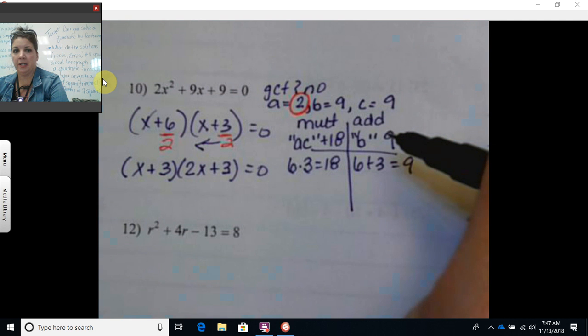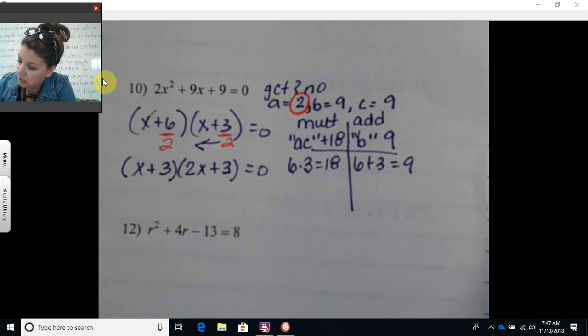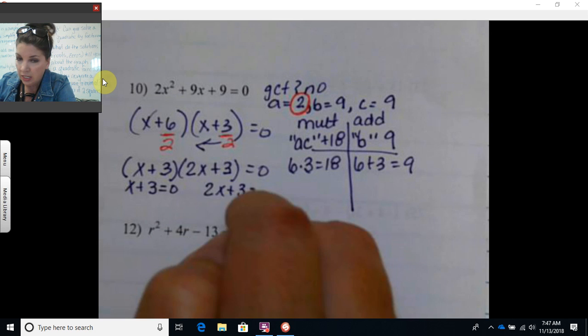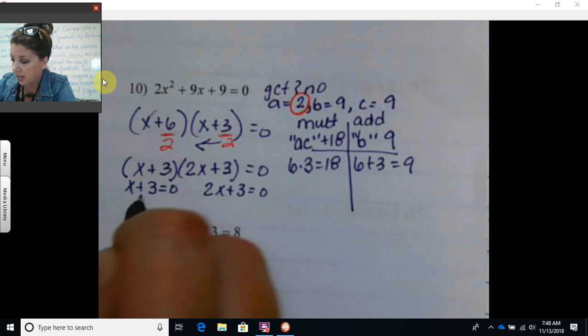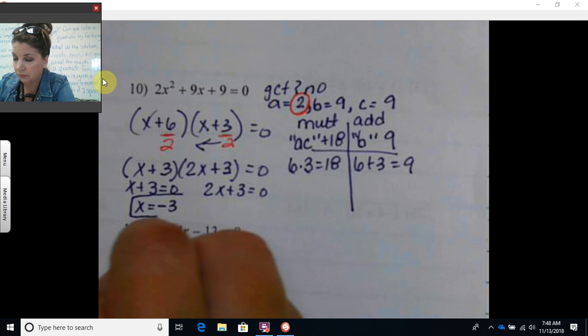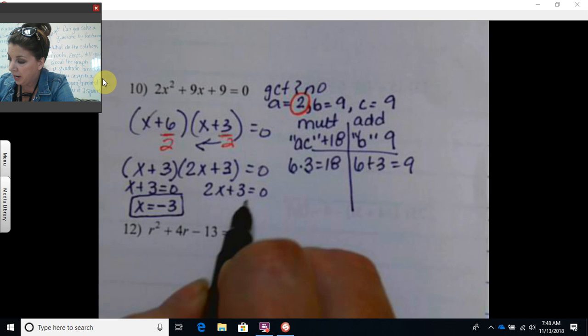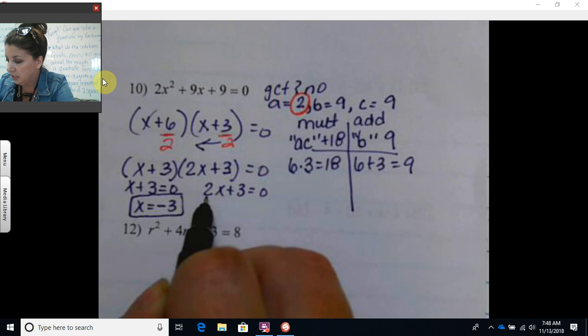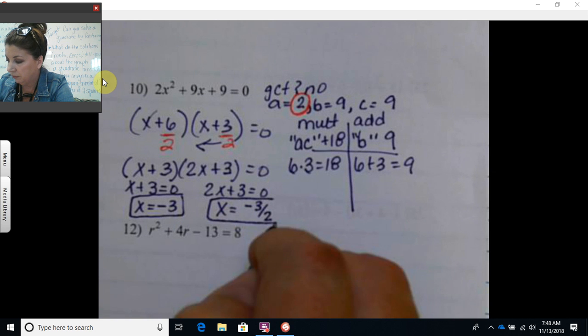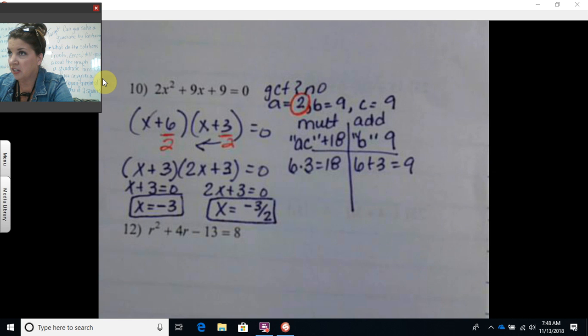Okay? So now when I set each factor equal to 0, here I'll subtract 3 from both sides, so my solution will be x equals negative 3. On this equation, I'll subtract 3 and then divide by 2, so x equals negative 3 halves. And I'm just out of room, so I'm not showing that. Any questions on that? I feel like we factored a lot. So I'm hoping that you're all good there.